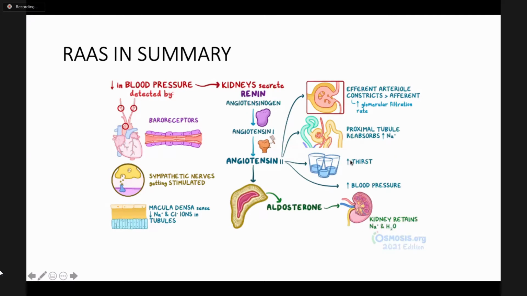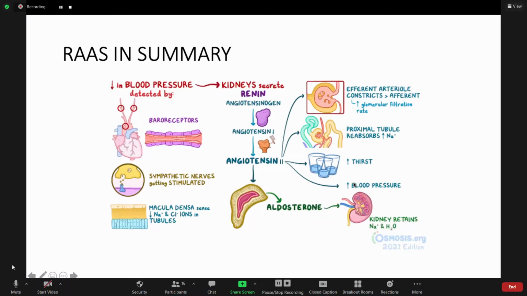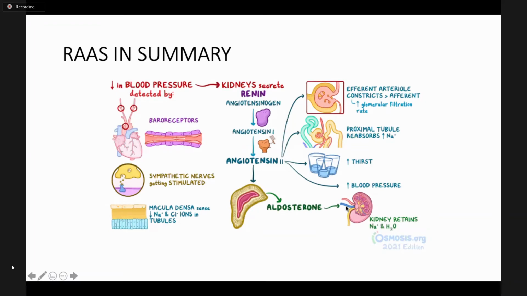It will cause increased thirst, to increase fluid volume intake, and also increase the blood pressure through the insertion of aquaporin water channel for reabsorption of water, and also aldosterone that will enhance the reabsorption and retention of sodium and water, thus promoting the increment of blood pressure. Okay.